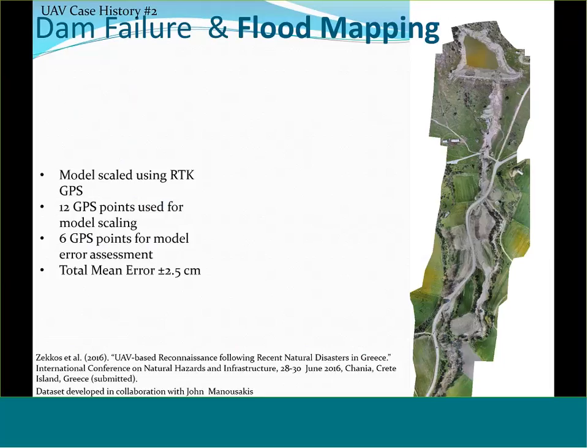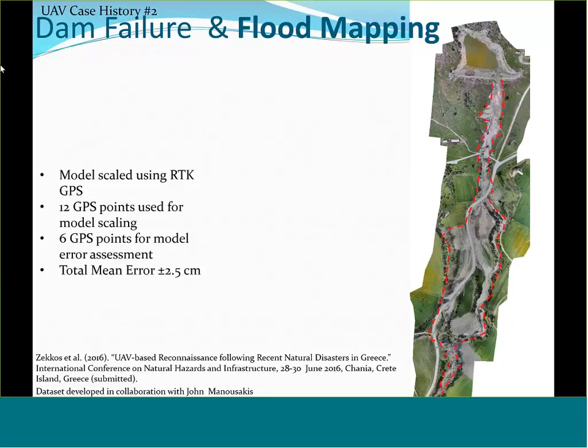To create a model like that, and to have reliable data, you do need to ground truth your model. So we use RTK GPS. For this model, we collected 18 GPS points. 12 of them were used to scale the model and make sure that the model dimensioning is correct. With 6 of them, we assessed how accurate our model is. We calculated that the model has a mean error of about plus or minus 2.5 centimeters from what we saw, which I think for an area of that size is really, really good. Again, it depends on the objective, of course.